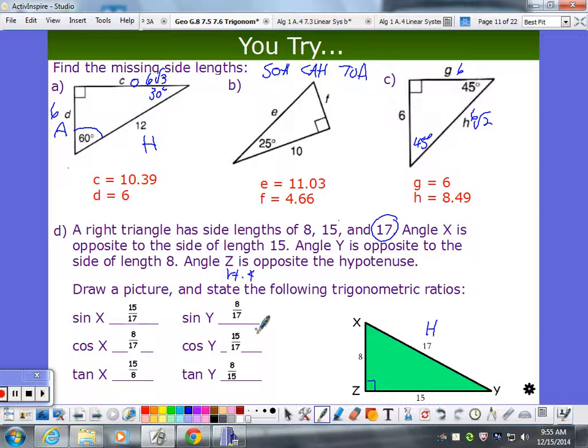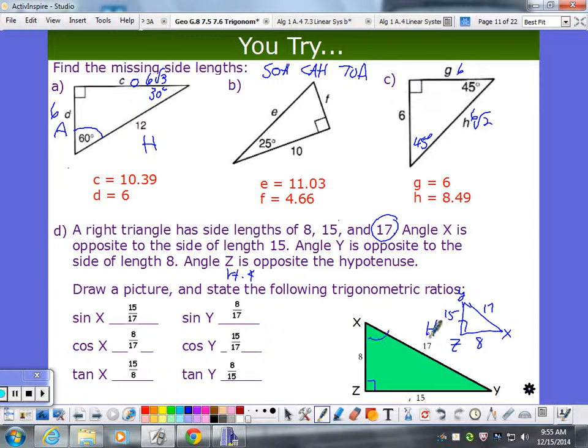So being able to draw a picture relative to instructions is a pretty important skill. Yours might be a little different, depending on where you put your 15. If you put the 15 here and the 8 here and the 17 here, that's still Z, but you have your X and your Y here. Either way is correct. And how do you find the trigonometric ratios?